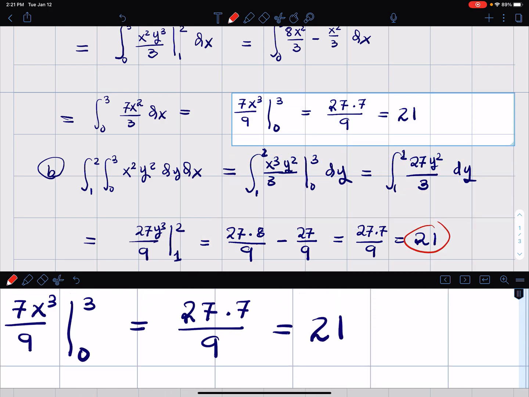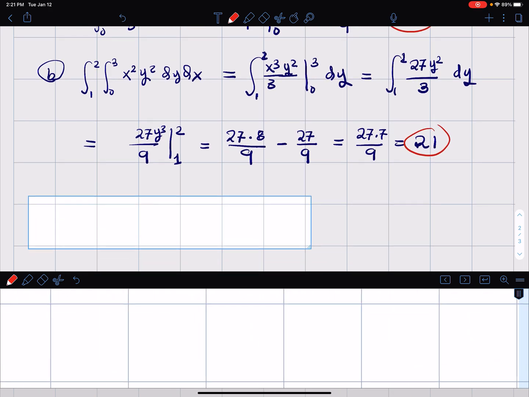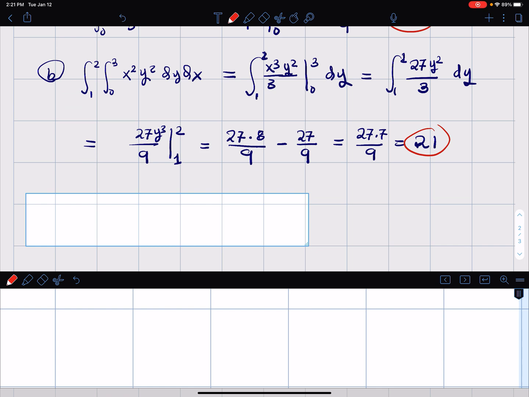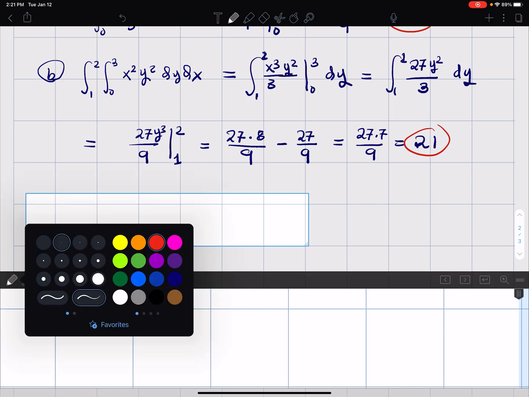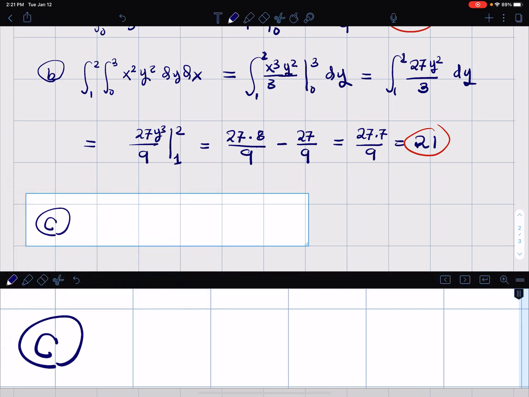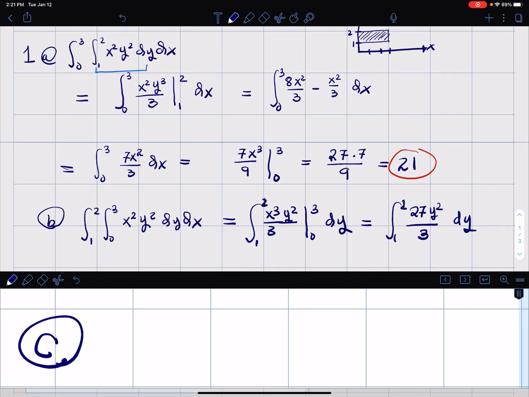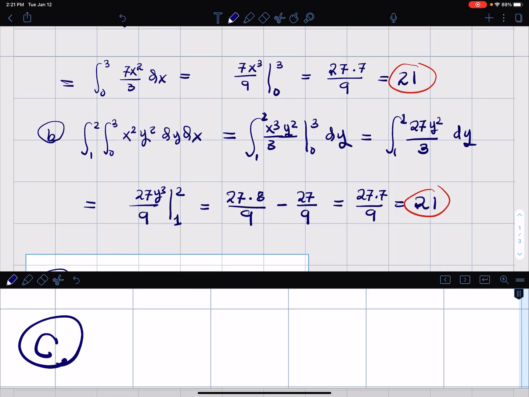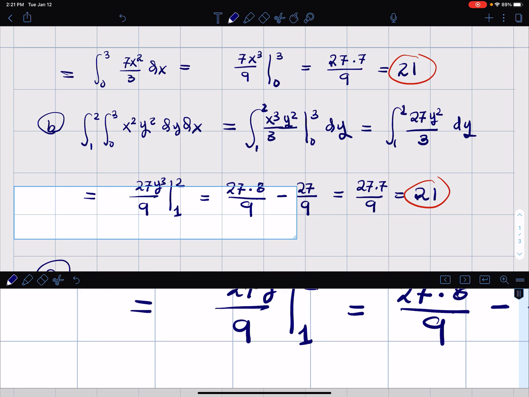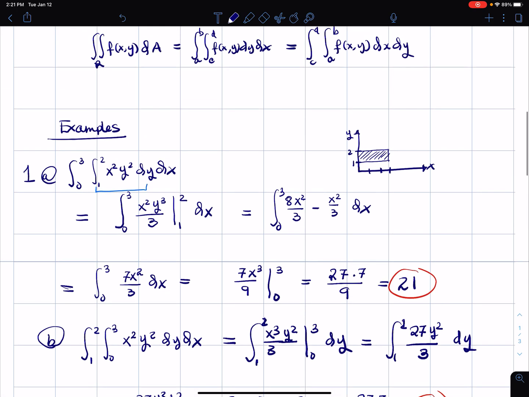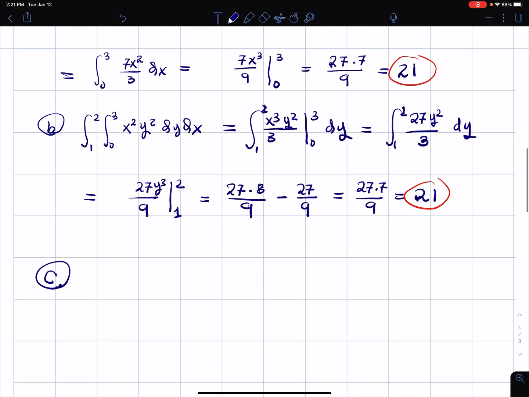Answer and answer. Students love answers. I don't care about answers. I just want the procedure to be right. Okay, now I want to show you something, and I'm going to explain why. I'm going to show you something and I'm going to warn you on that thing.